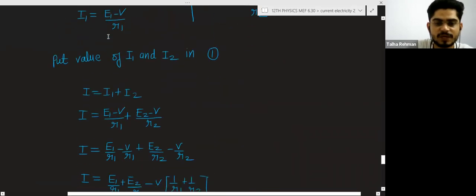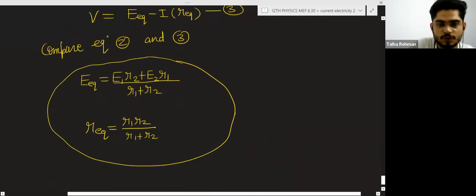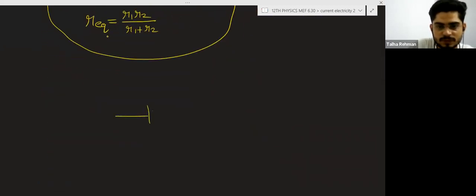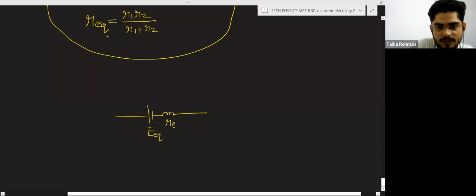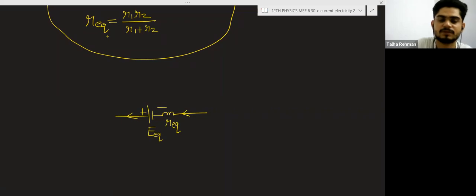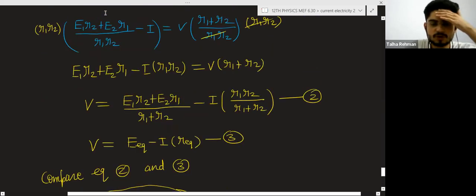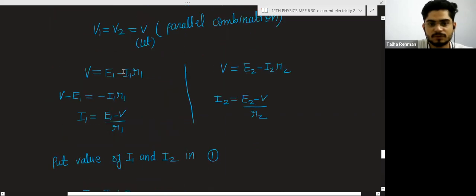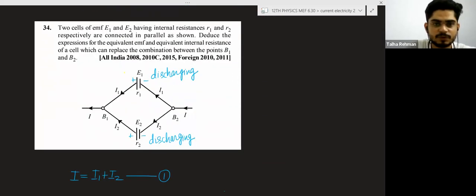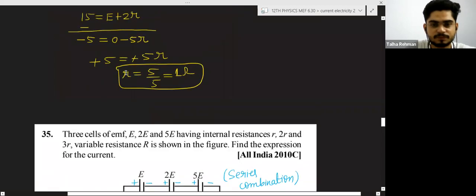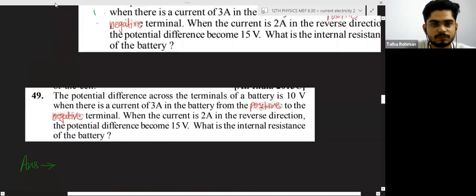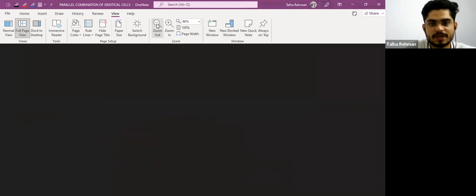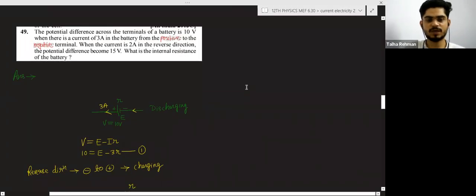You can just make the equivalent circuit of the above like this. This is the cell, and this is E equivalent and this is R equivalent. This is positive, this is negative, and current is going like this. So just note down all the questions, all of you. This question I will say is a good question. Question number 34. Just note it down, and if you have any doubt, you can ask me.